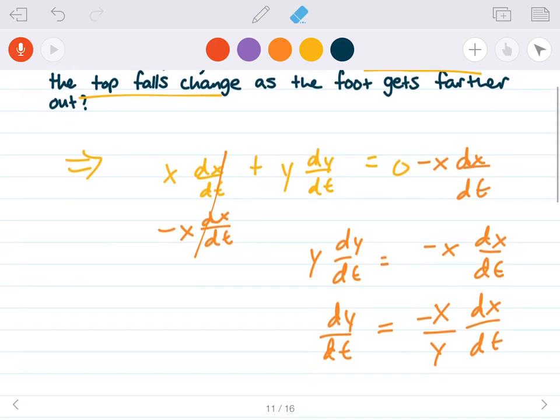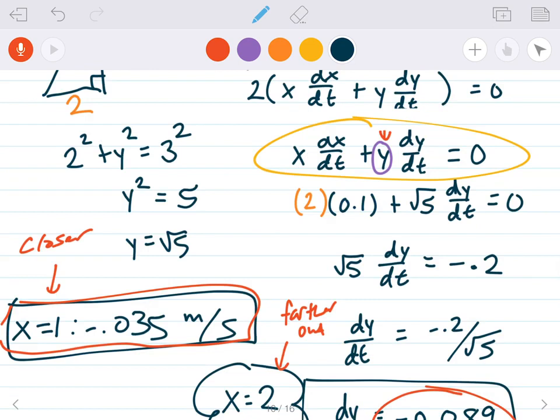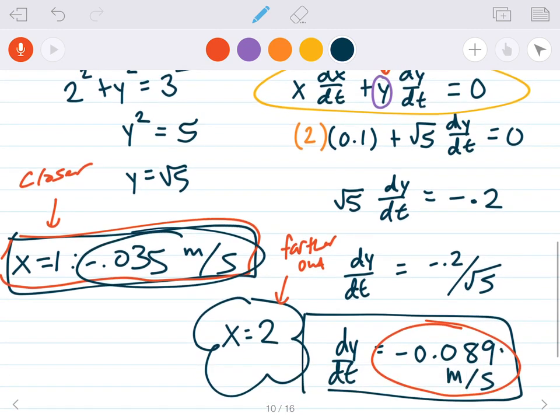Okay? And so this is how you can really see what's going on here. This dx/dt is a constant number, so we can pretty much ignore it. And so we want to just look at the relationship between x and y, right? And that's what we did in this example right here. When x is equal to 1, we are getting this for dy/dt. When x is equal to 2, we get this.